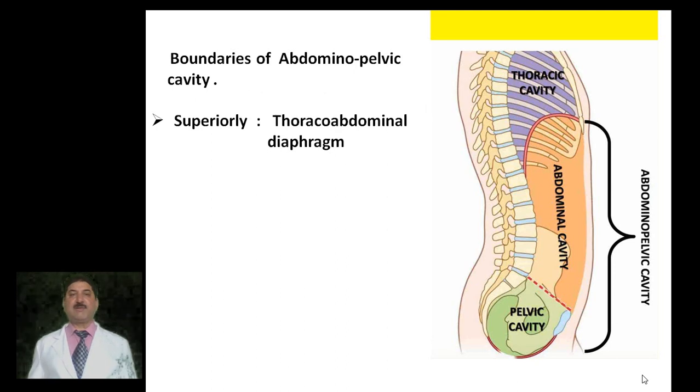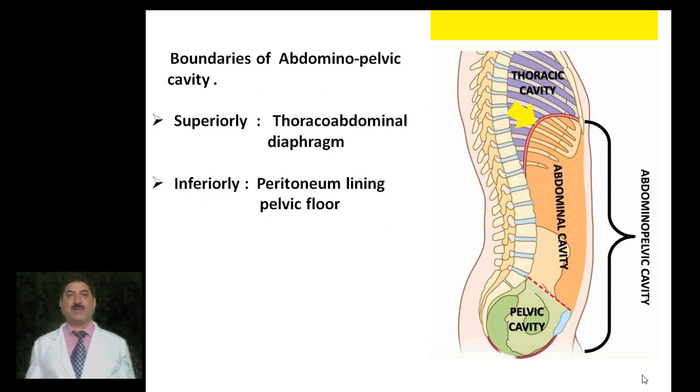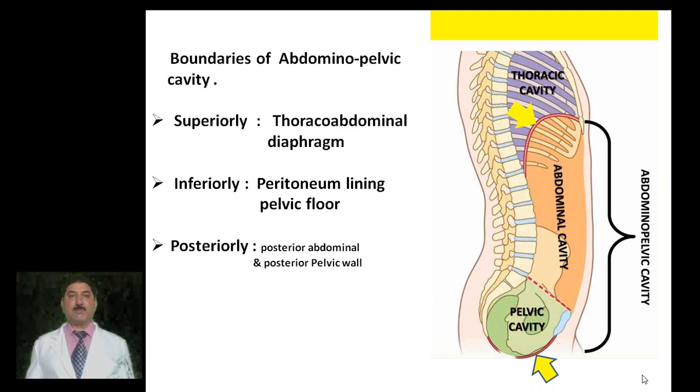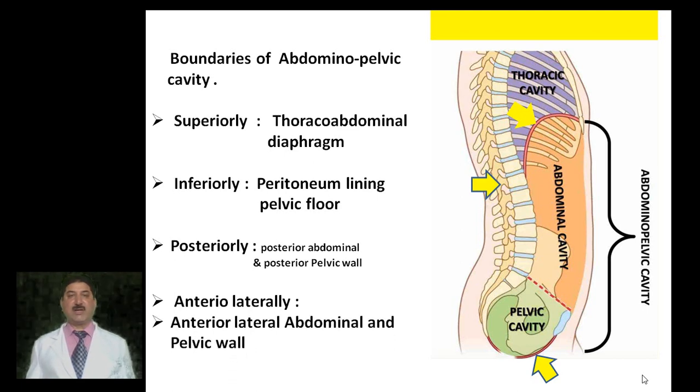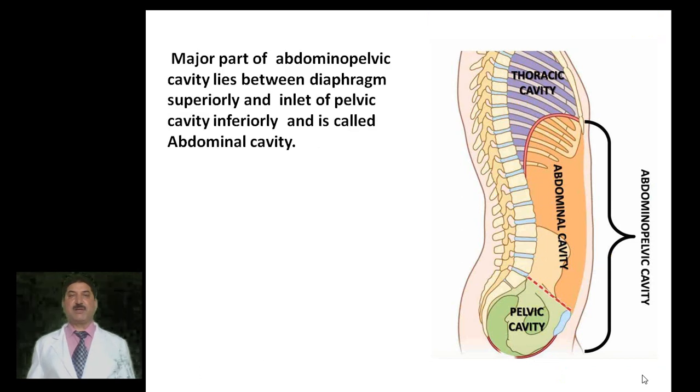The boundaries of the abdominopelvic cavity are: superiorly there is the thoraco-abdominal diaphragm, inferiorly the peritoneum lining the pelvic floor, posteriorly the posterior abdominal and posterior pelvic walls, and anterolaterally the abdominal and pelvic walls. The major part of the abdominopelvic cavity lies between the diaphragm superiorly and the inlet of the pelvic cavity inferiorly and is called the abdominal cavity.